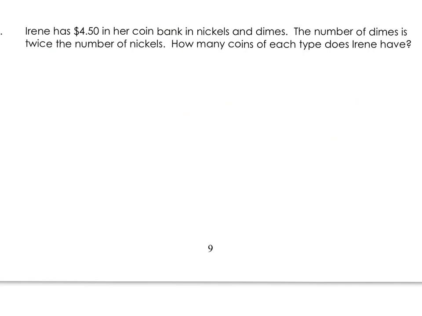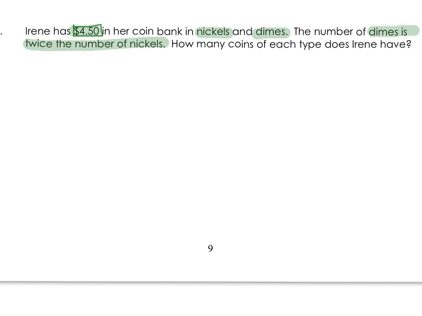Okay, last one. Irene has $4.50 in her coin bank in nickels and dimes. The number of dimes is twice the number of nickels. How many of each type does Irene have? Well, we know that there's only one total here. I know that her total amount of money is $4.50. So that tells me I'm going to have one variable and one equation here.